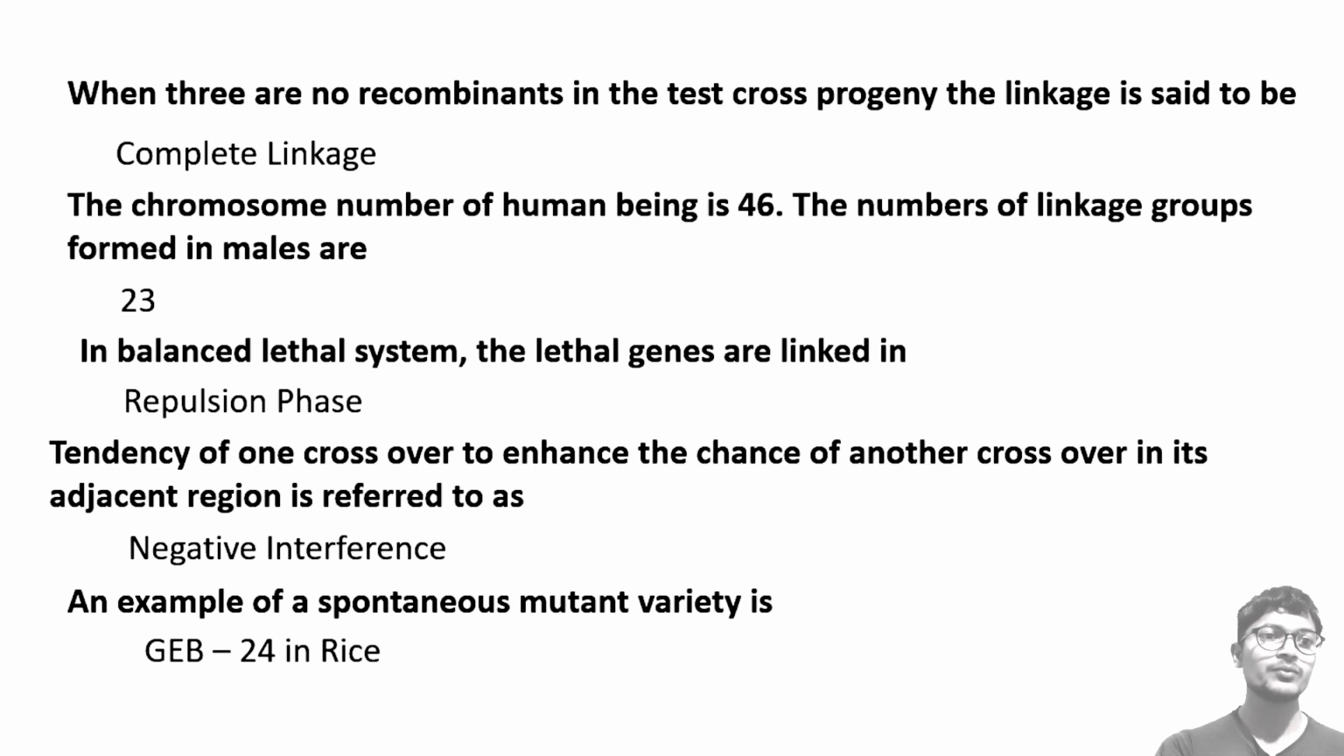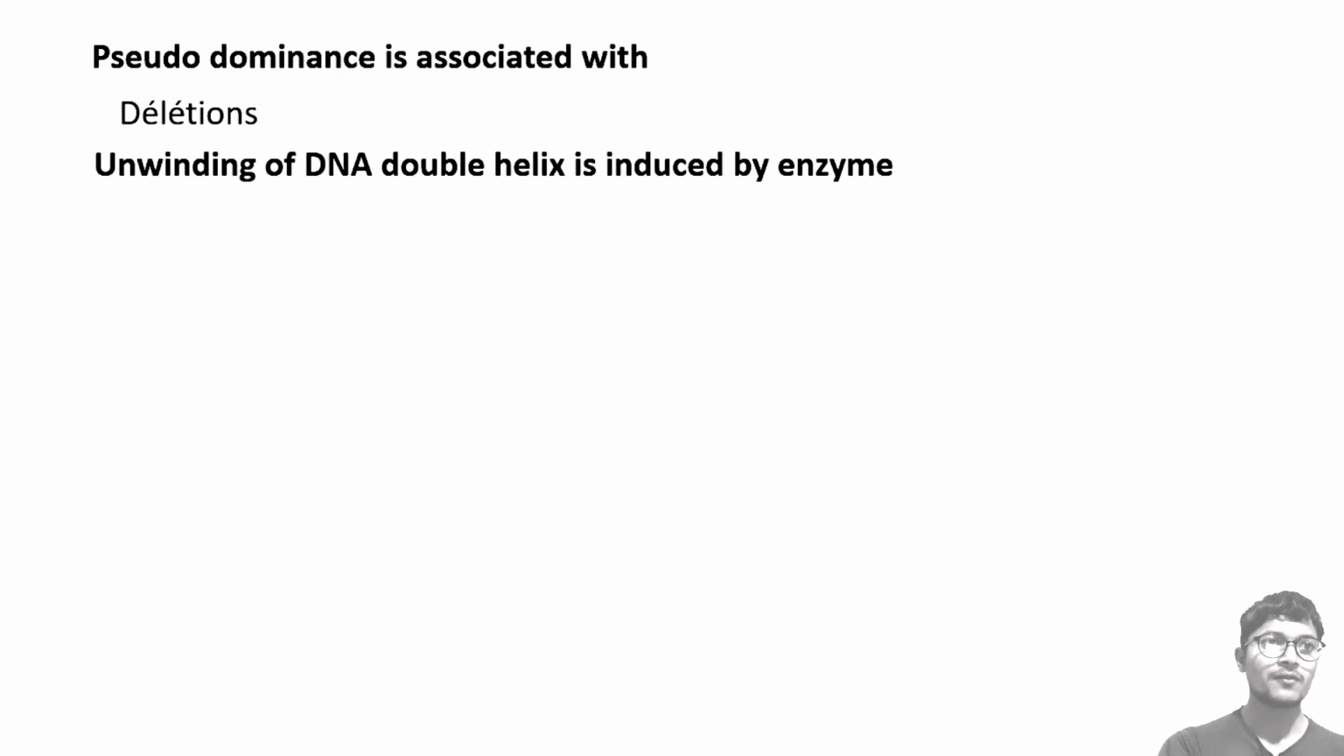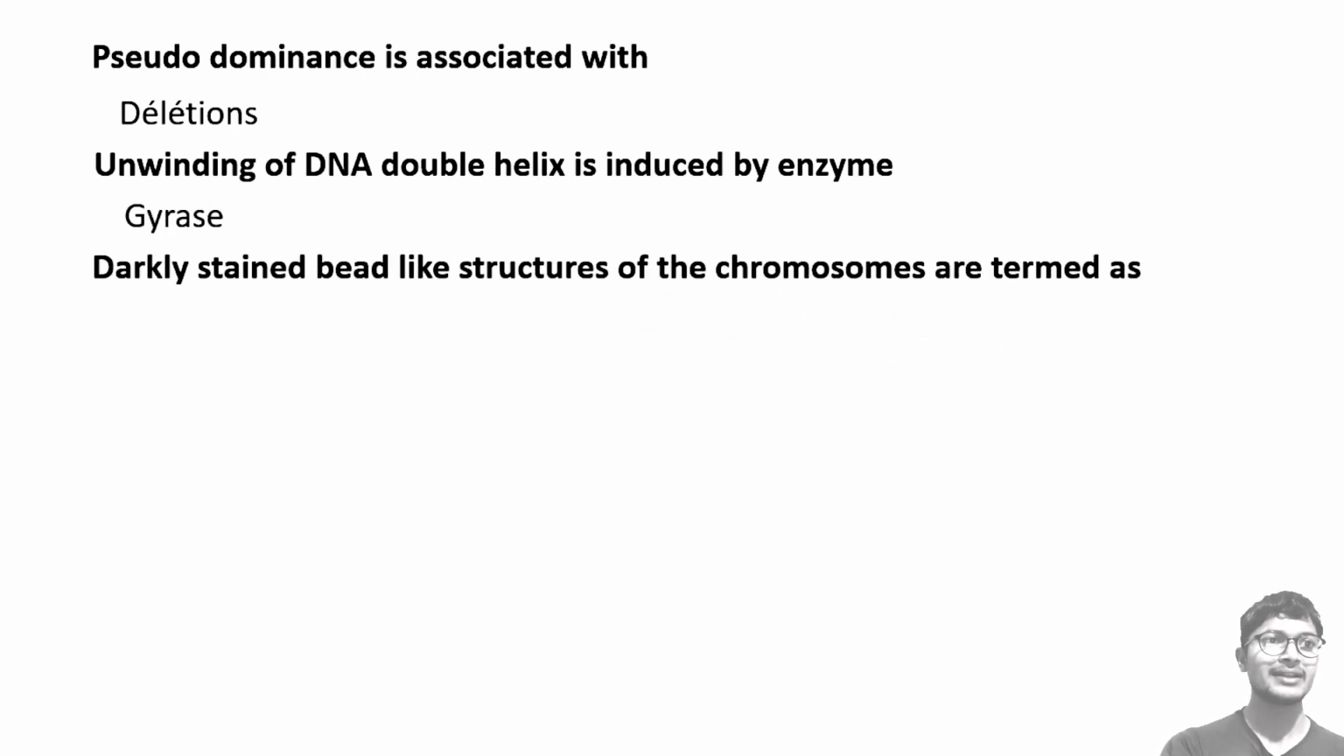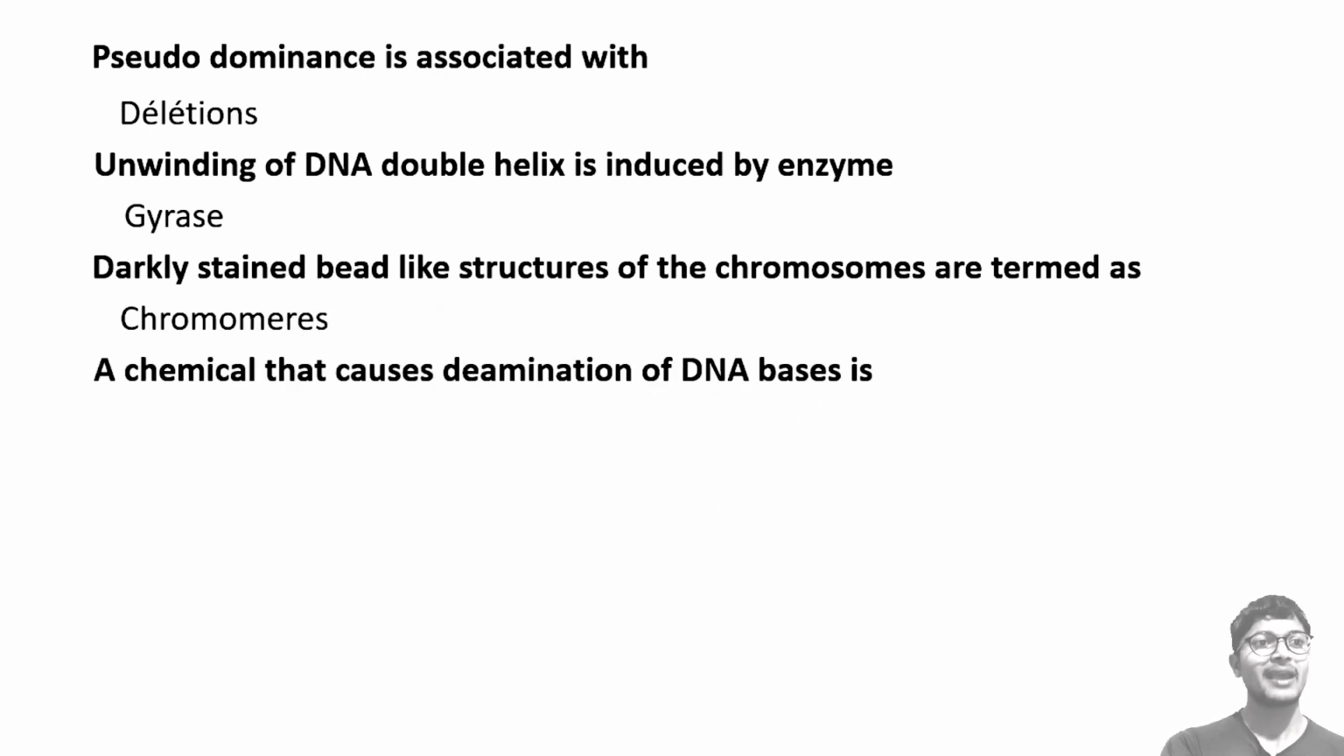Clear? Now we are moving to next slide, and first question is: pseudodominance is associated with? Answer is deletions. Next question, unwinding of DNA double helix is induced by enzyme? Answer is gyrase. Clear? Next question, directly stained bead-like structures of the chromosome are termed as? Answer is chromomeres. Clear?